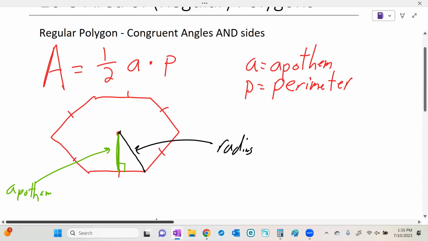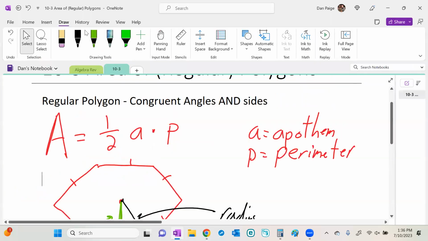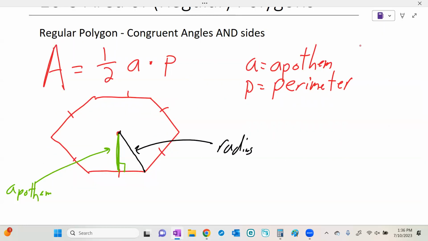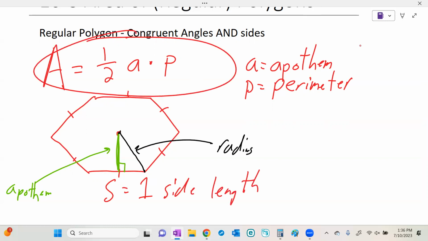So then we also have the perimeter here. Remember, the perimeter is the sum of all of the sides. Though it's not a part of the formula, we typically talk about S for a side. So we have S equals 1 side length. Again, that's not a part of the formula, but we need to know a side length.